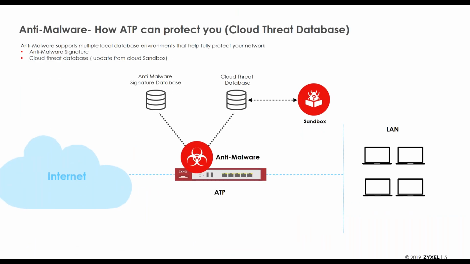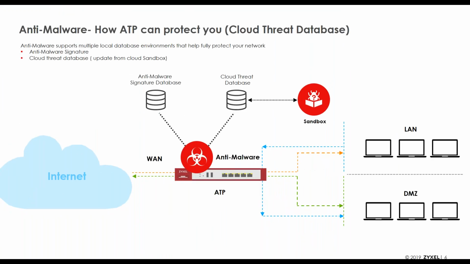So the ATP does have two local databases. It's got a normal traditional database like what's in the USG range, and then it's also got the cloud threat database as well, which is updated from the sandboxing. So this is like a real-time database that's on the cloud. All our ATPs share it. So when one of them updates the database with a potential malware file, they all get updated, and then they can start protecting yourselves and your end users.